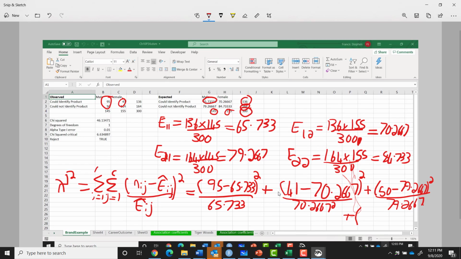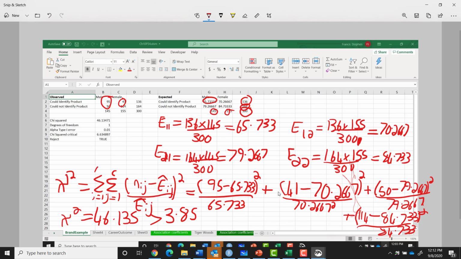So that's 114 minus 84.733 squared all over 84.733. My final chi-squared is 46.135. That's greater than 3.85, which is my critical value, so we're going to reject H0. There's evidence for association.